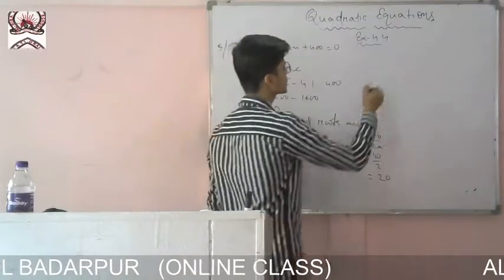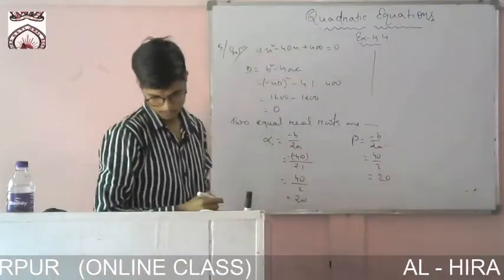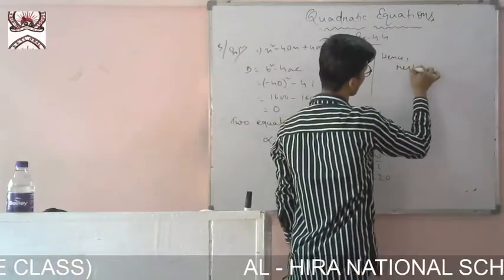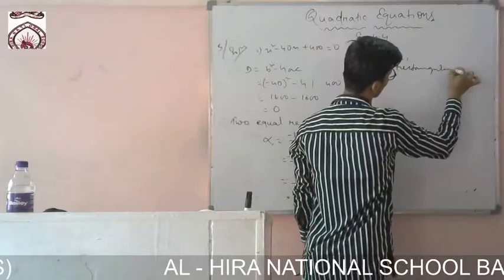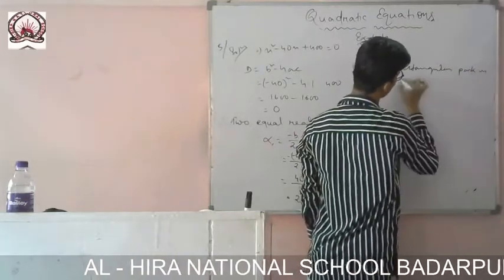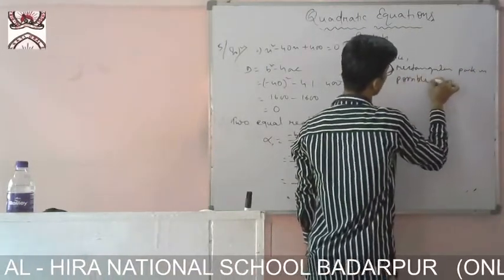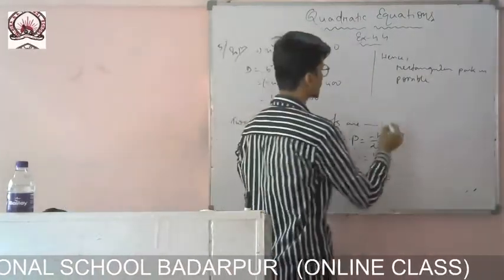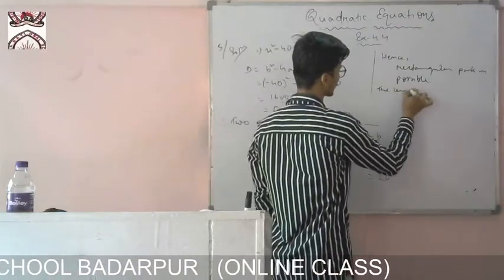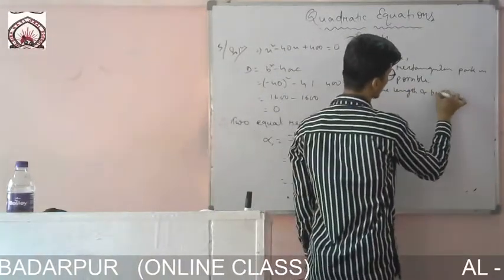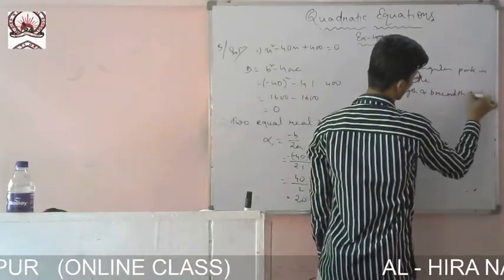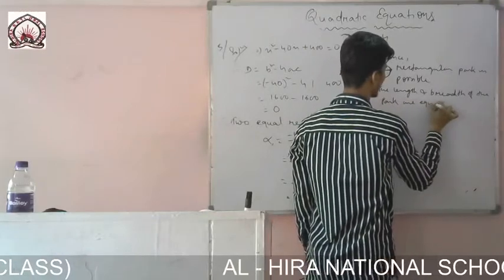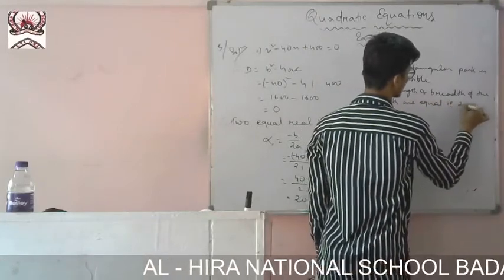So hence, what is given, is a rectangular park possible? Rectangular park is possible, so you write: hence rectangular park is possible. And what will be the length and breadth? The length and breadth of the park are equal, that is 20 meter.